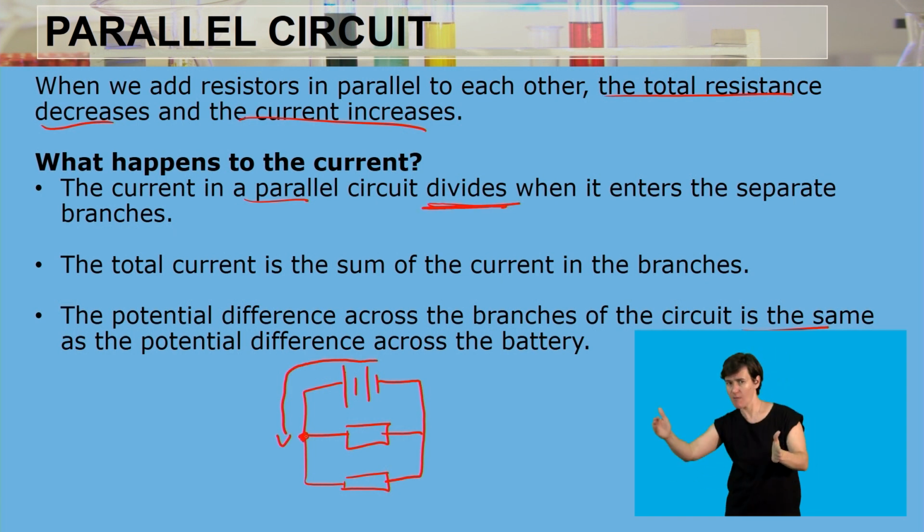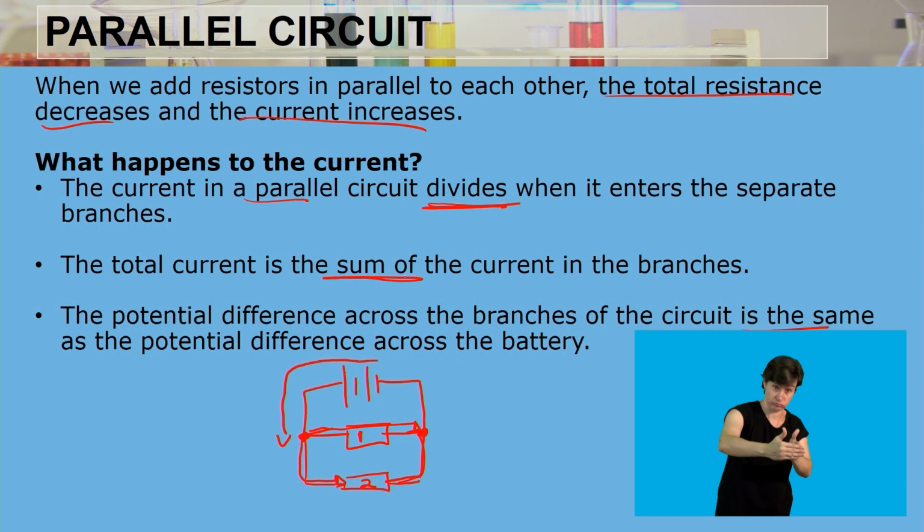It has to divide. If you label this as resistor number 1 and resistor number 2, some of the current will pass through resistor number 1 and the other will pass through resistor number 2. However, when these two currents have passed through the two respective resistors and meet again at this point, they're going to add up to the sum of the total current. That's the next bullet, which says that the total current is the sum of the current in the branches. So the current here plus the current on this branch is going to be equal to the total current of the entire circuit.